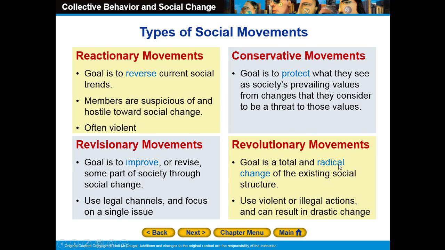The last type of the social movements will be the revolutionary ones. The revolutionary ones, from the name, their ultimate goal is simply a complete and radical change of the existing social structure. They always use violence in order to promote their actions. So for the usage of violence, the reactionary and the revolutionary always use violence to promote their actions. So the four types of the social movements are the reactionary, the conservative, the revisionary, and the last one, the revolutionary movements. Okay. What about the life cycle of the social movements from the beginning to the end?